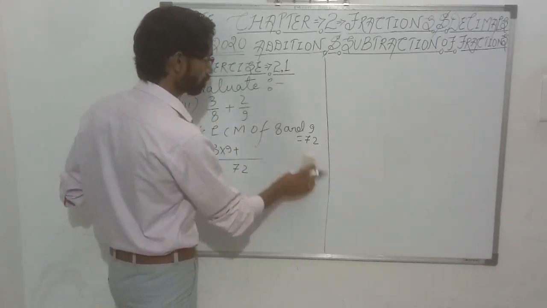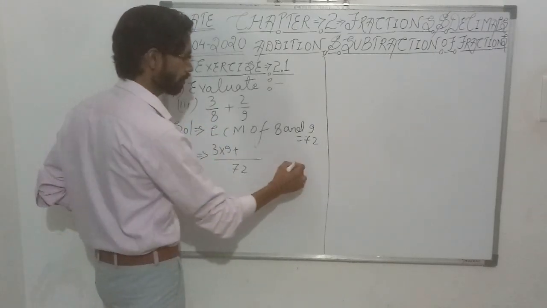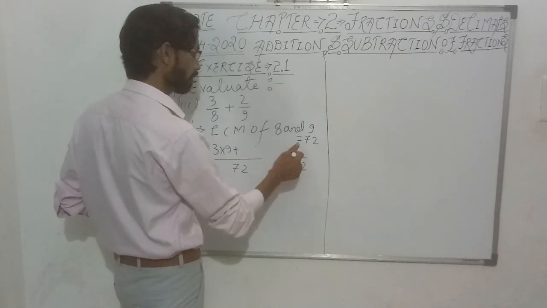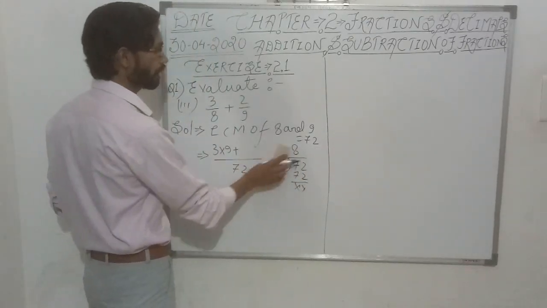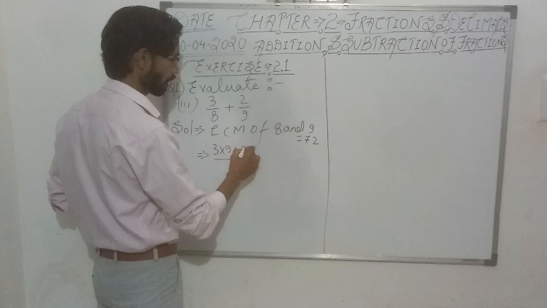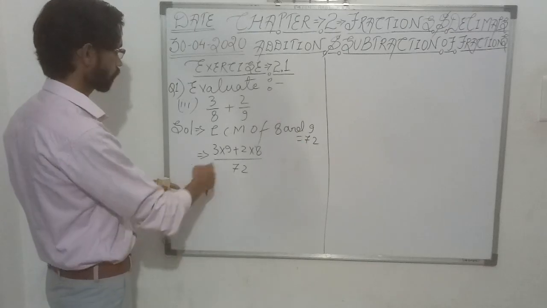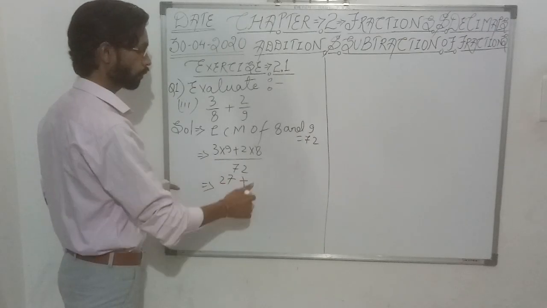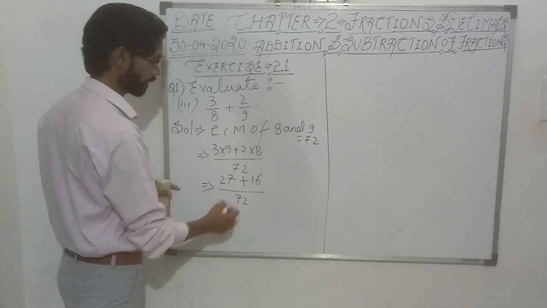Then we will move on to the next fraction, that is 2 upon 9. Now again the same method: we'll take 72 and divide it by 9. 9 8s are 72. Again we got the 8, so we will write down this 8 and multiply it with the second fraction's numerator, that is 2 into 8. In the next step, what will we do? We will multiply them. 3 9s are 27 plus 2 8s are 16. Then the denominator 72 will be as it is.